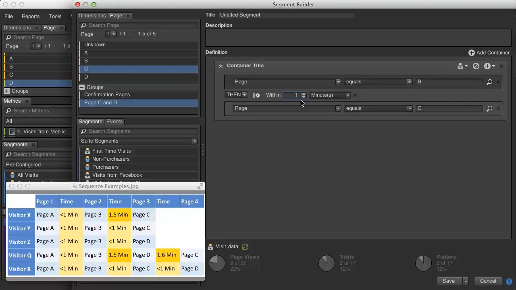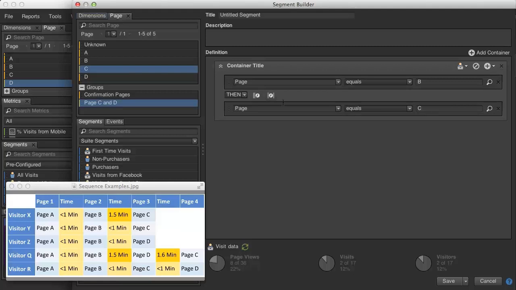And then obviously if we go up from there, this would be within 1 minute, which is actually 0 to 1 minute and 59 seconds. 0 is not really possible, but anywhere after page B up until 1 minute and 59 seconds. So just keep in mind that's how that works. Most of the granularity here is based on time, but you do have a visits incrementer as well. So if it is after 0 visits, that means you're looking at actually the next visit, not the same visit. So don't let that confuse you either.